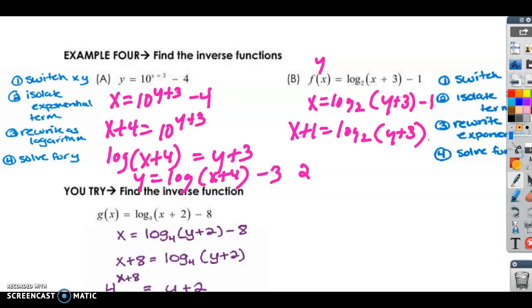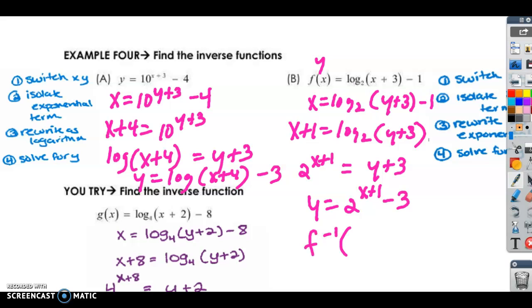So 2 to the x plus 1 equals y plus 3. Almost done. Y is almost isolated. Got to move the 3 over. So y equals 2 to the x plus 1 minus 3. Yeah, minus 3. And then since the original function had an f of x, we should really be using the inverse of f of x, which looks like this, instead of y.